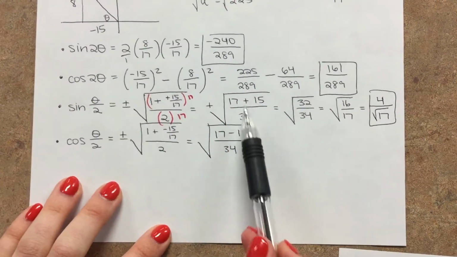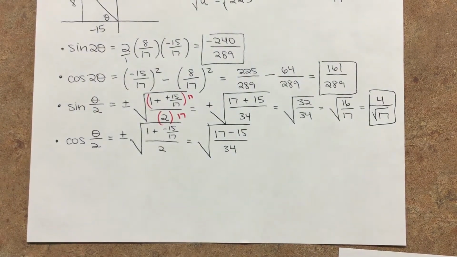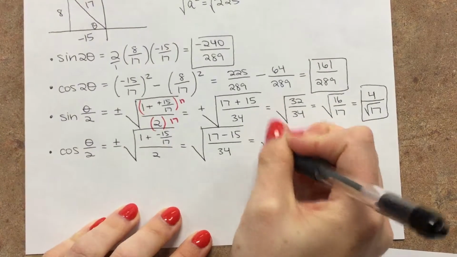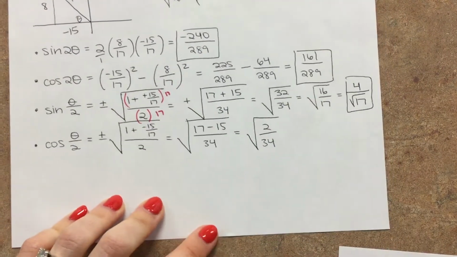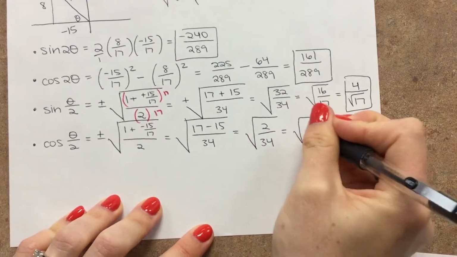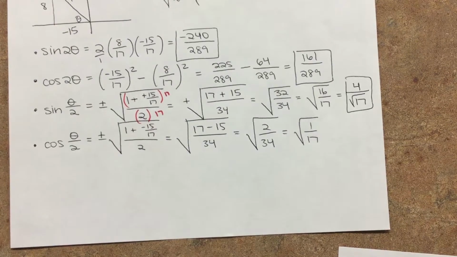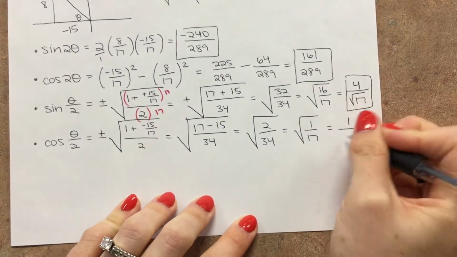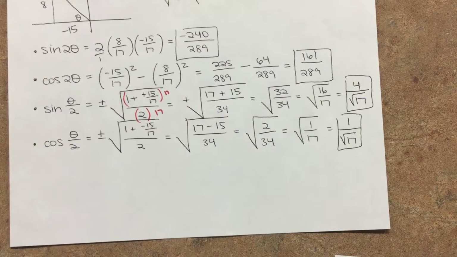So the only difference between this one and this one is just this little sign in the middle. The formulas are almost identical. So when I subtract, I get 2 over 34. And just like the one above, I can reduce that fraction down to 1 over 17 this time because I subtracted instead of adding. And simplify. Square root of 1 is 1. Square root of 17, we just leave it like that. And you can rationalize if you would like to.